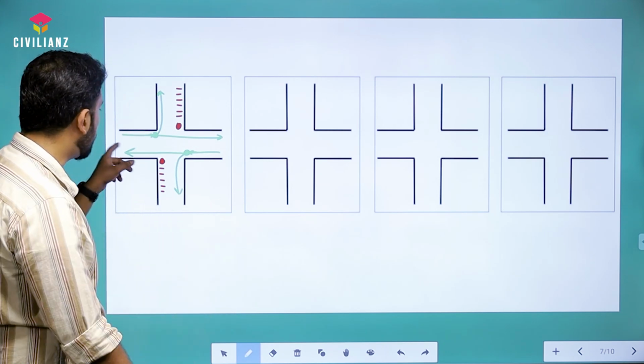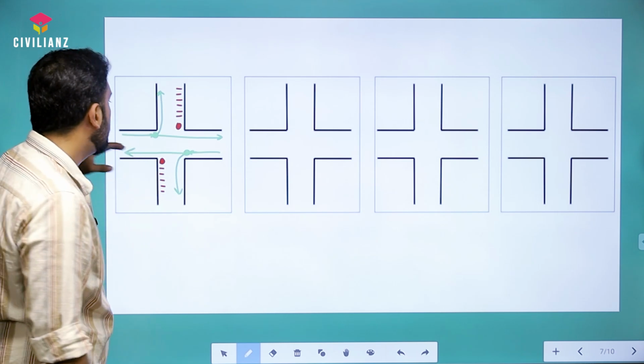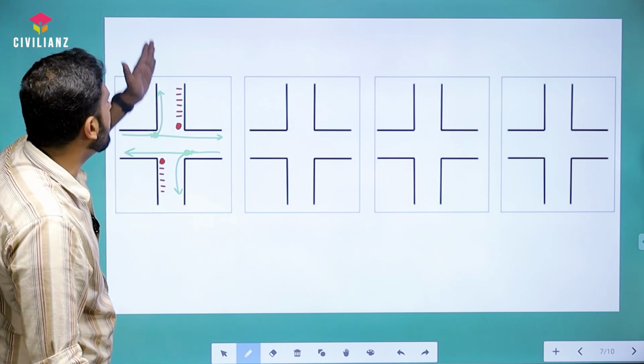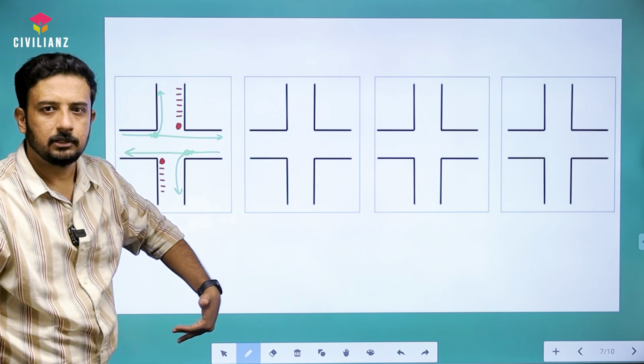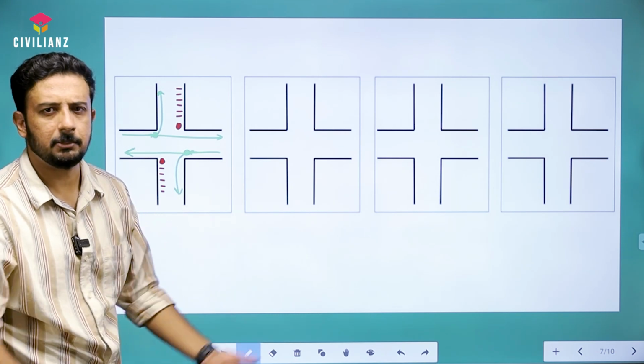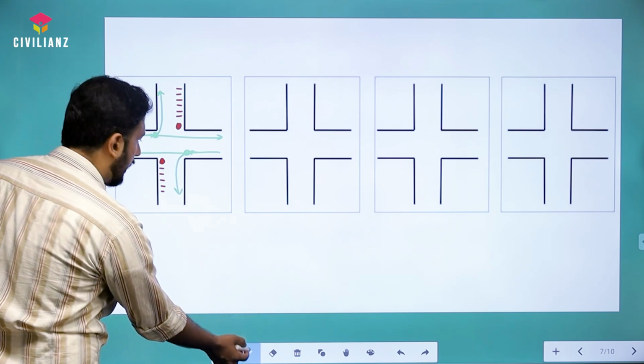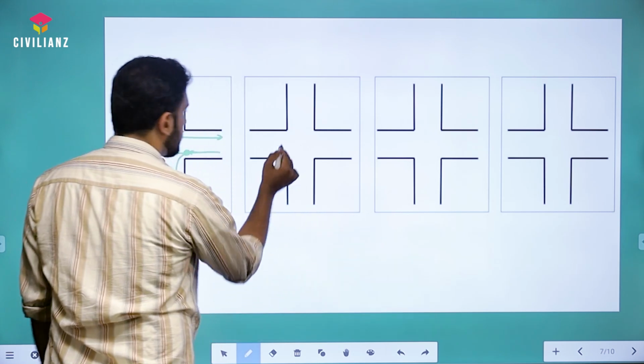Then what to do if someone wants to go to the right? First they have to go left. Maybe somewhere here they have to take the U-turn. Then they have to come like this. Right? That is the traffic regulation that may be adopted there. Understood? And after some time, what will happen?